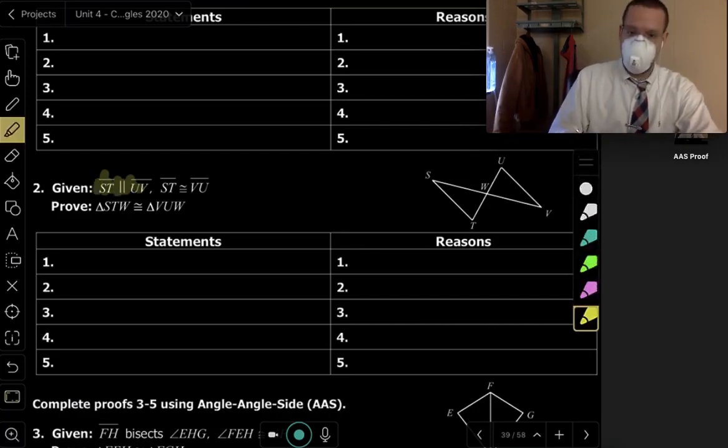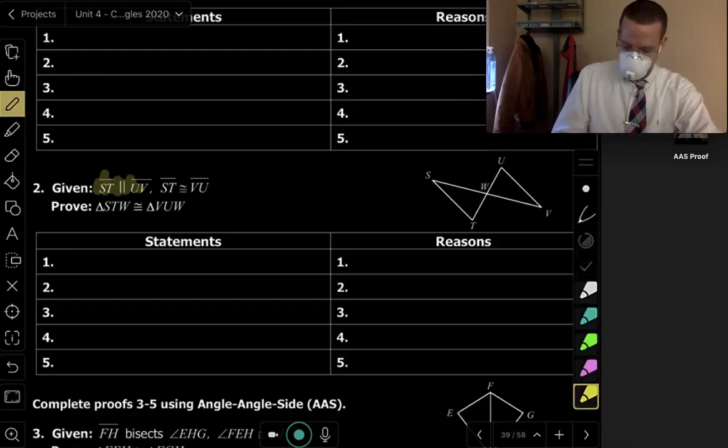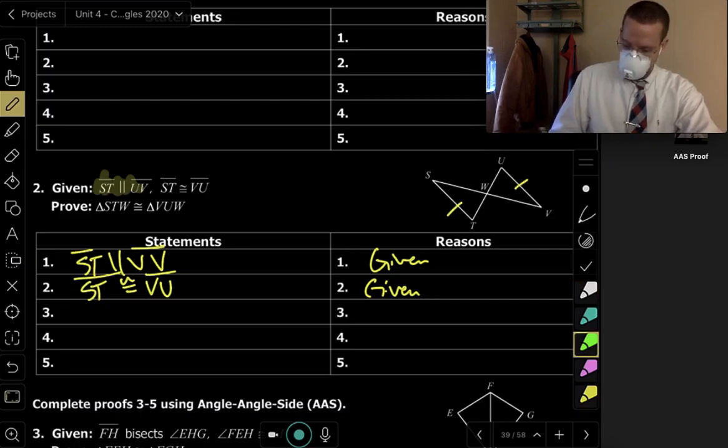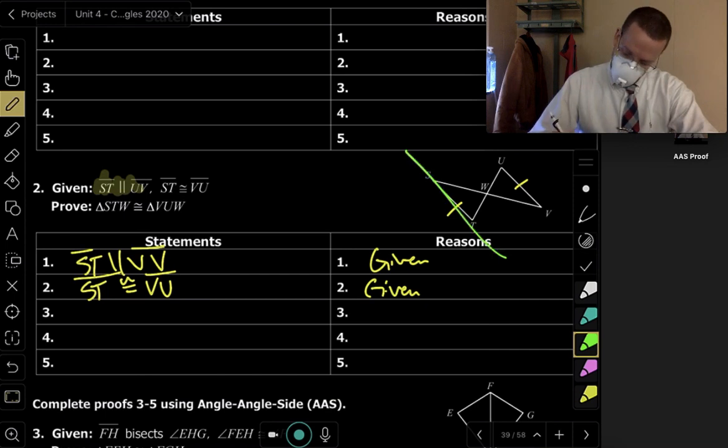So here we have these two segments are parallel. So what I'm going to do is fill in my given information here quickly. So this is given, and then we have ST is congruent to VU, and again, that is given. And now, what I'm going to do here is mark that on the figure. So these two are congruent. And these two are parallel, right?